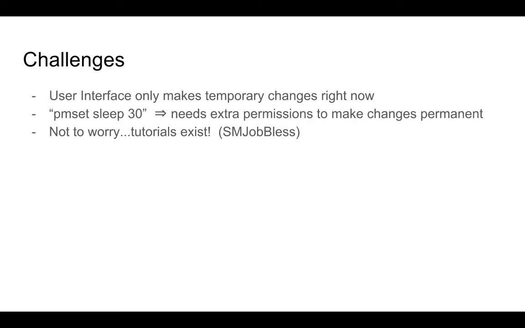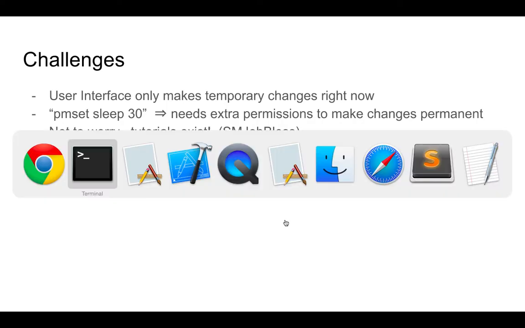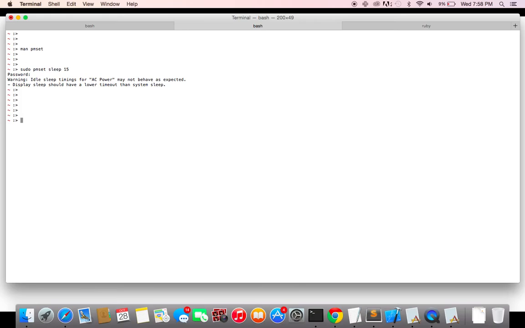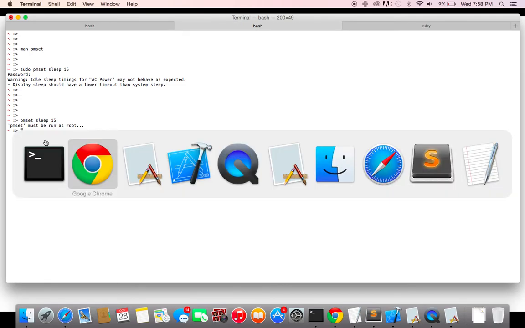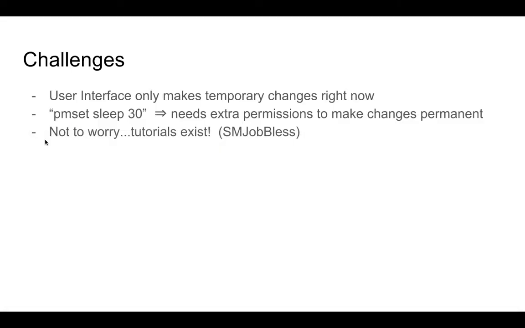Some of the challenges we ran into. So right now, the user interface is only making temporary changes. How is that possible? We just saw that the pmset command makes permanent changes. The reason is the subtle thing here: to run the pmset command, we had to type this initial prefix sudo. If you don't type that, this is what happens. You'll get this permissions error: you must run as root, which means you have to be an administrator. So your Mac app, by default, doesn't have administrator level permissions. We have to give it those extra permissions in order to make those changes permanent.